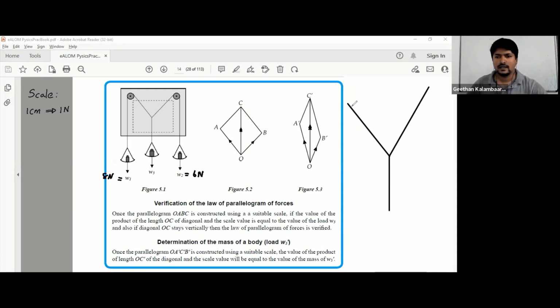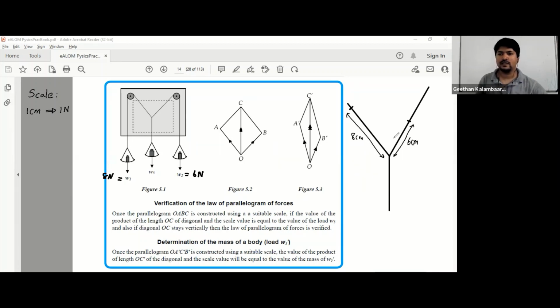you're going to mark, for 8 Newtons, 8 centimeters according to the scale. So you are going to mark 8 centimeters here. And for this W2, you are going to mark 6 centimeters here. So likewise, you mark 8 and 6 centimeters based on the scale you have used.